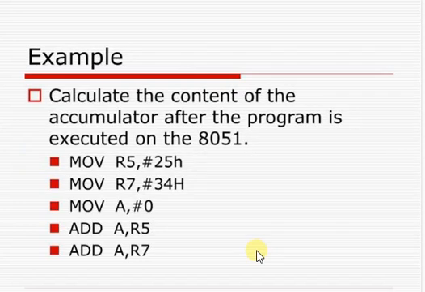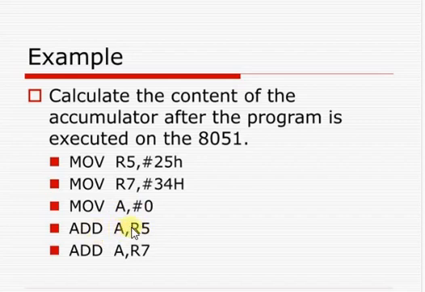Some examples here. Calculate the contents of the accumulator after the program is executed. Move R5, #25H. Move R7, #34H. Move A, #0. That means initially R5 is loaded with 25H, R7 is loaded with 34H, and then A is initialized with 0.